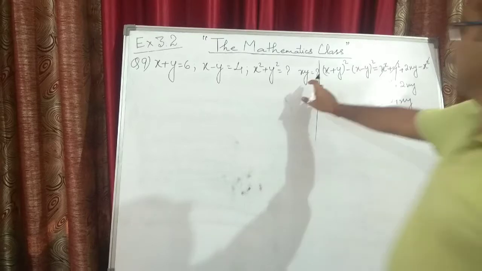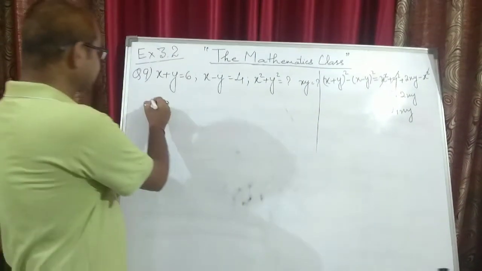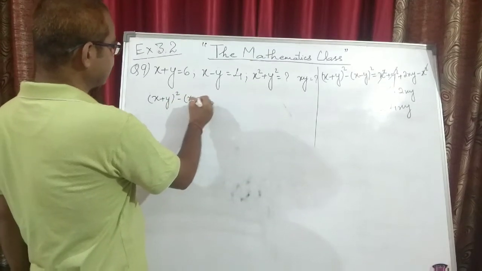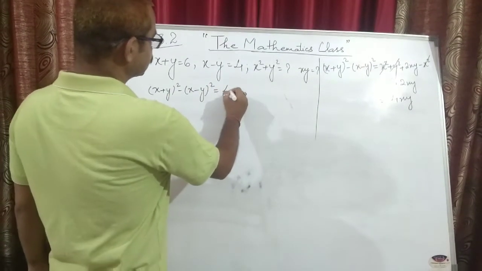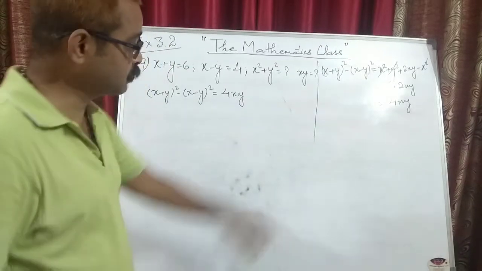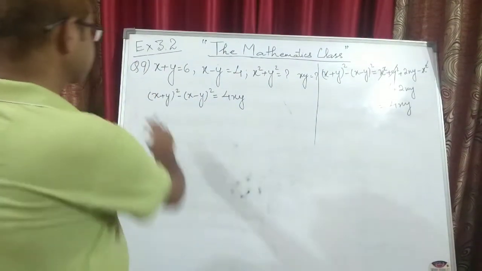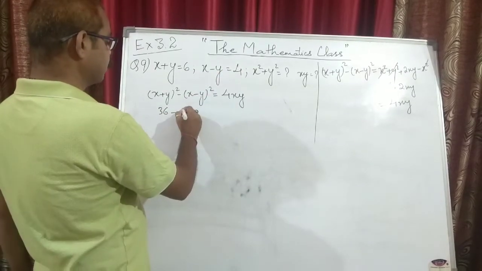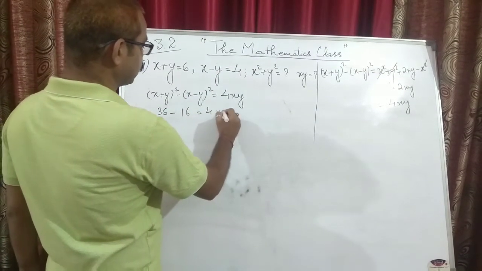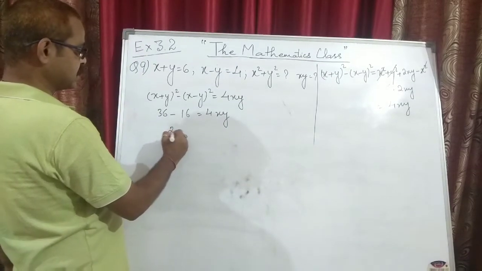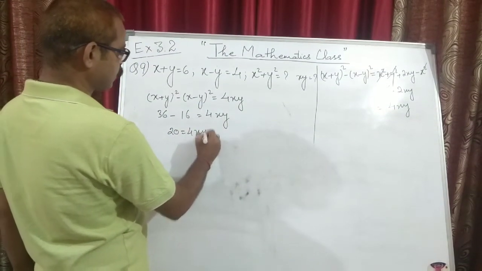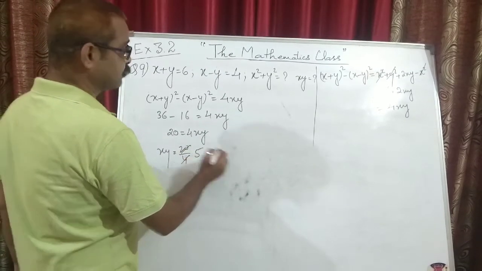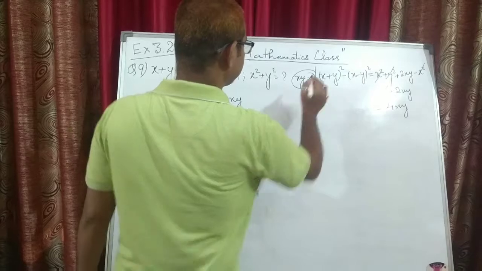It means in order to find xy, what I can do, I can say x plus y whole square minus x minus y whole square is equal to 4xy. Just now it has been solved over here. So x plus y is given 6, 6 square is 36, minus x minus y is given 4, 4 square is 16, is equal to 4xy. 36 minus 16 is 20, 20 is equal to 4xy, so xy is equal to 20 upon 4, that is 5. You got the value of this term as 5.